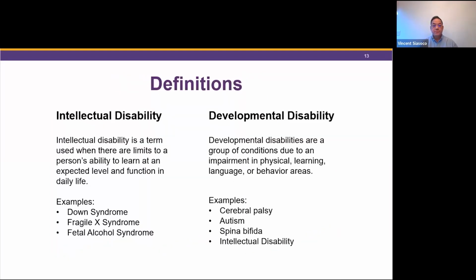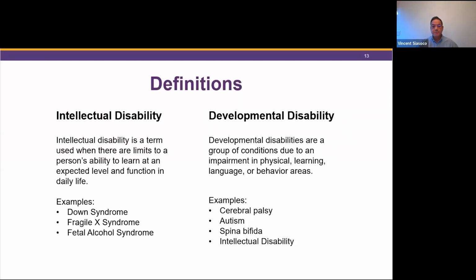So an intellectual disability is a term used when there are limits to a person's ability to learn at an expected level and function in daily life. Some examples include Down syndrome, Fragile X syndrome, and fetal alcohol syndrome. Down syndrome is the most common chromosomal condition diagnosed in the United States. Down syndrome occurs in about 1 in every 700 babies.